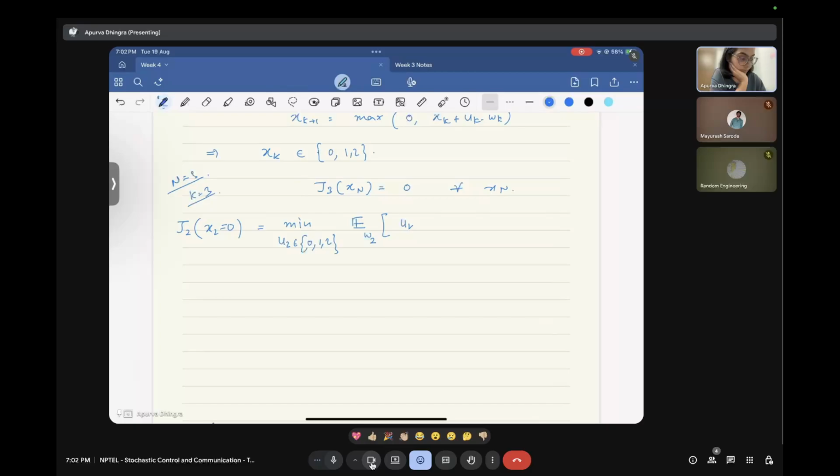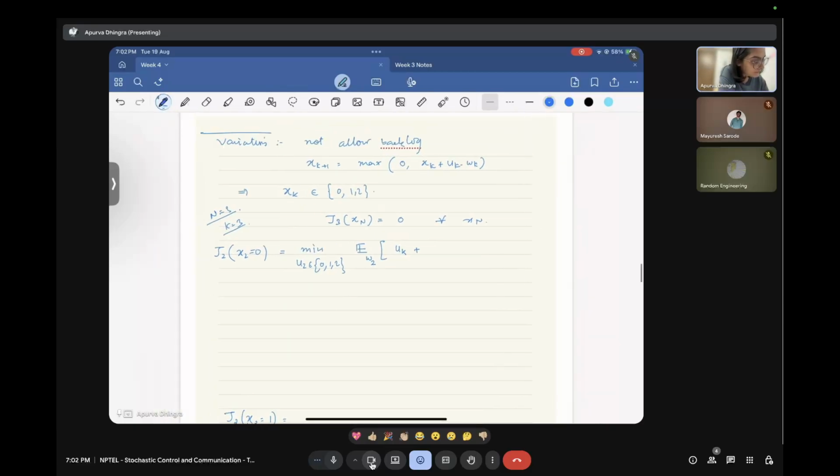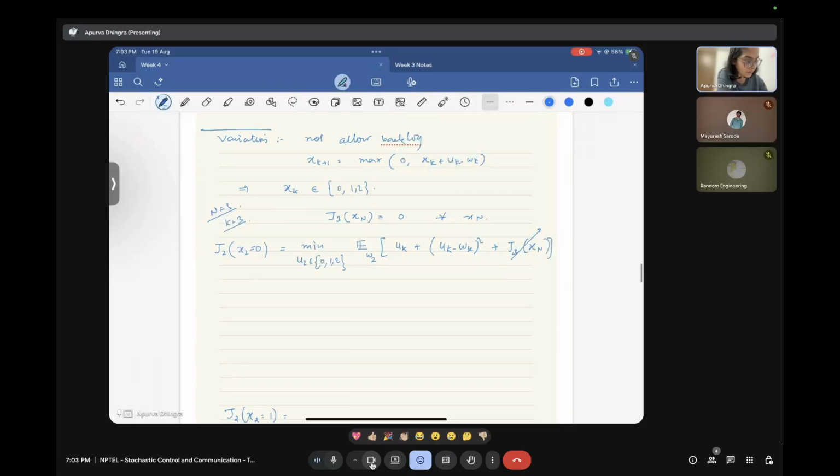So there is u_k, that was 1 times u_k, plus, if we take x2 to be 0, we just have u_k minus w_k squared, and we have J3 of x_n. Now this J3 of x_n, for any value of x_n, is 0, so this completely goes away, so we don't have to worry about this term at all. All we are left with is this part. Here instead of k I should have written 2. Let me rewrite that. So this is u2, this is u2 minus w2.